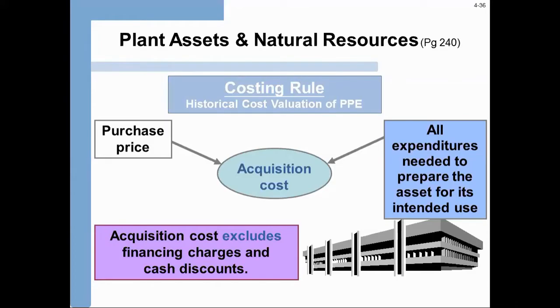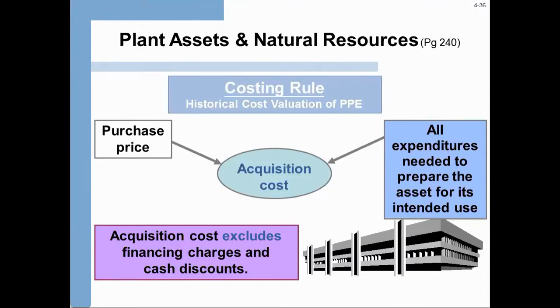For example, if we are buying any asset, we need to pay the delivery charges, and we need to pay the installation charges. So when we purchase the asset, the purchase price, plus the delivery charges, plus the installation charges, plus any other charges which we incur to make the asset ready for use. This is the total cost of the asset, and this cost we usually record in the balance sheet.